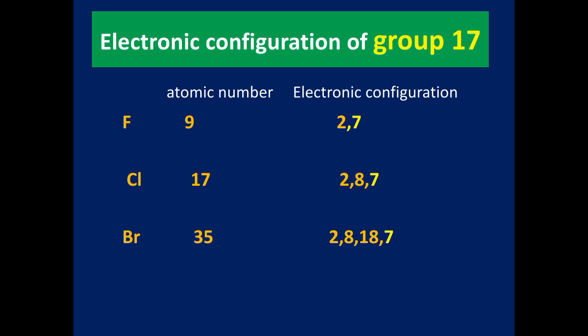Their valency is the same. And when we move from the top to the bottom of that group, we can see the number of shells increase. For fluorine, the electrons are distributed in 2 shells. For chlorine, it is 3. And for bromine, here we can see 4 shells are there.